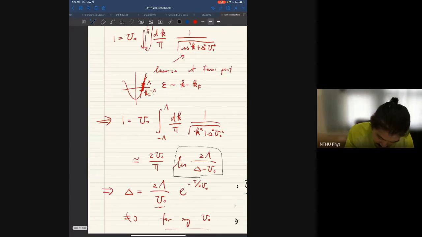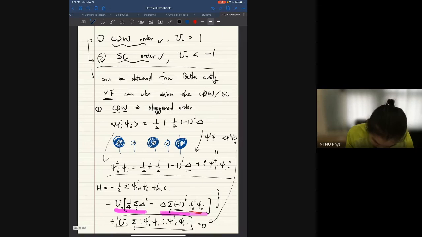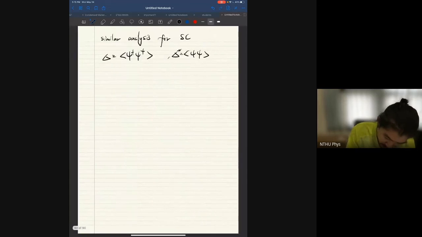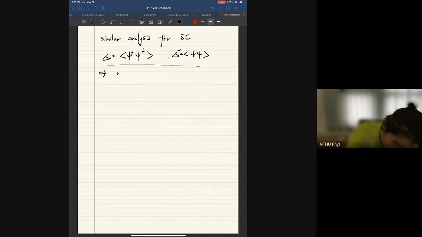Okay, so for the CDW order parameter, basically we choose this by 1/2 plus 1/2 minus 1I delta, right? This is our CDW order parameter. And then superconducting order parameter, you can replace this one and then do the similar analysis, and then you will find the spectrum can be gapped. If it has low energy.